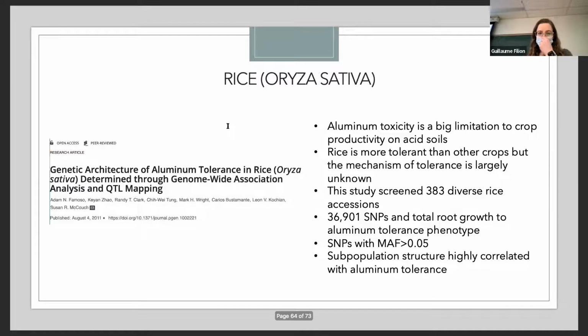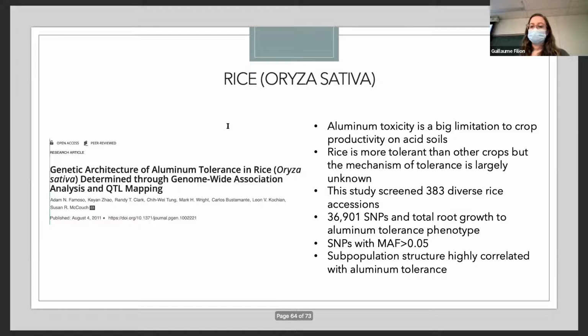And so this is an example in rice. This was published in 2011, and it looked at aluminum toxicity in rice. Aluminum toxicity is a big limitation in crop production, and this species of rice is more tolerant to it than others, and so they wanted to look at the mechanisms of this tolerance in this strain.